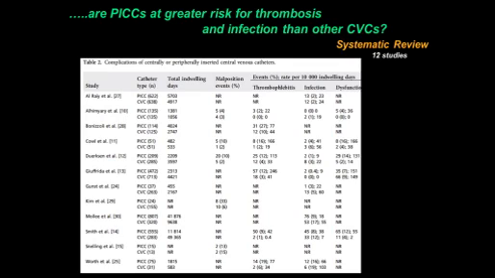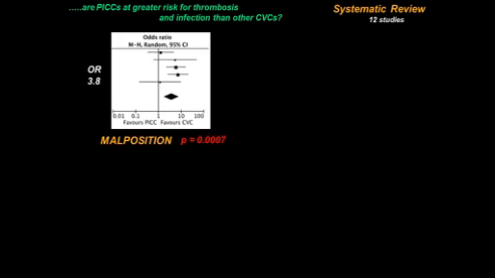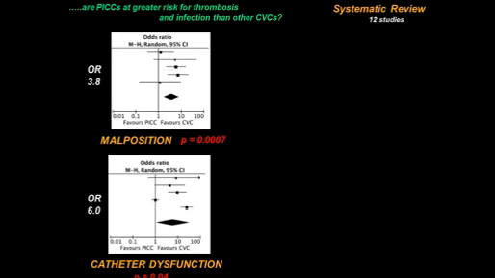This is an article whose citation is on this slide, but I can't see it. I believe it's Provic. And this was a systematic review of 12 studies that compared complication rates of PICCs and central venous catheters. Now, they looked at 4 different complications, starting with malposition. You can see the odds ratios here. You have 3.8 times more risk of a malposition with a PICC catheter than a central venous catheter.